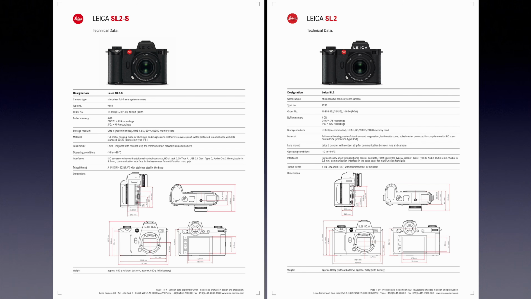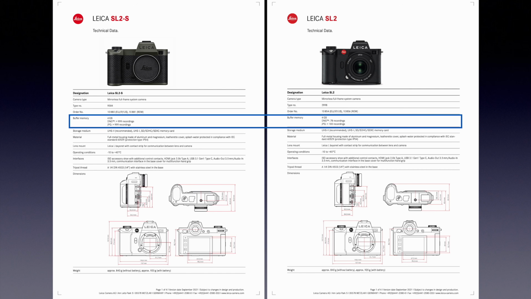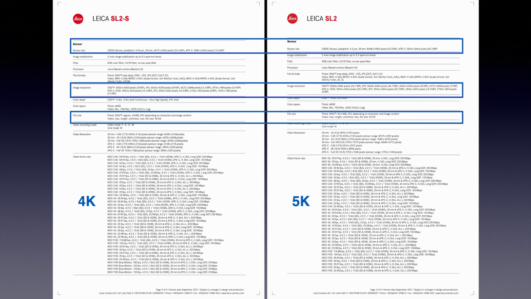Comparing the specifications of the SL2-S and the SL2 side by side, the first data point is a different price tag. On the SL2 you pay about $7,000, on the SL2-S it's significantly cheaper, you pay $5,200, and if you wanted the Reporter version it's $300 on top of it. Then on this first page of the specifications, the only difference we can spot is in buffer memory, and because the Leica SL2-S has a lower resolution and therefore a smaller file size, you have much more headroom on buffer memory. On the next page we have the sensor differences.